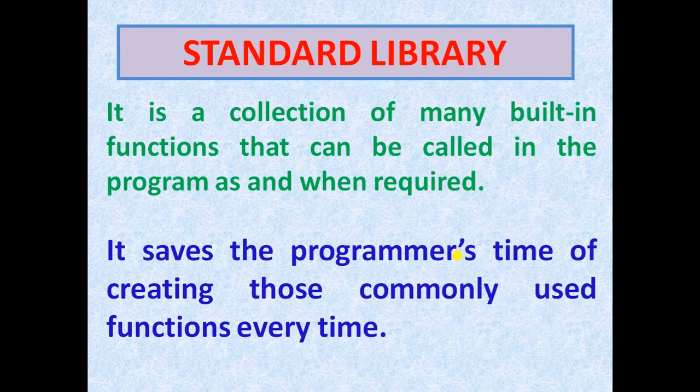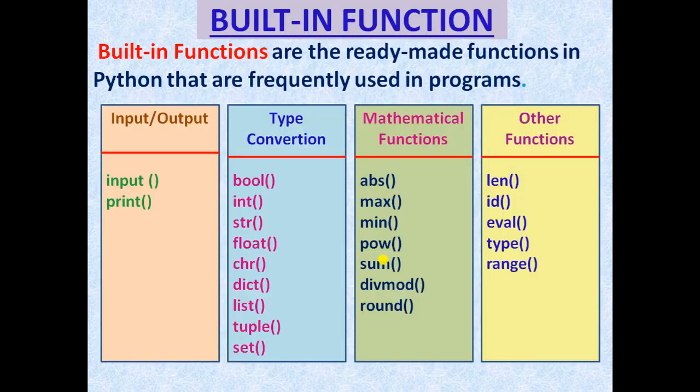A standard library is a collection of many built-in functions that can be called in a program as and when required. It saves the programmer the time of creating those commonly used functions every time. It means a standard library contains predefined functions whose definition has already been defined in Python. We only have to call the specific function and get the functionality of that function in our programs. Let us discuss the different types of standard library that we can use in our Python programs.